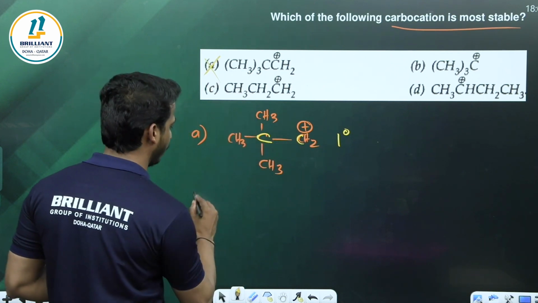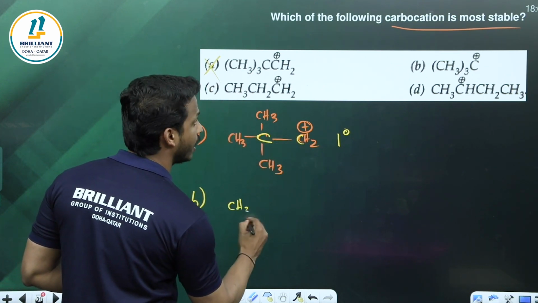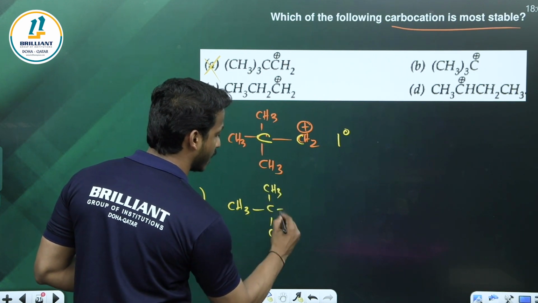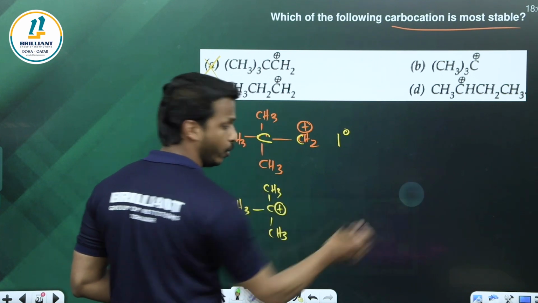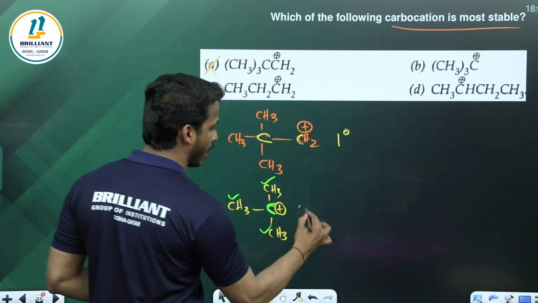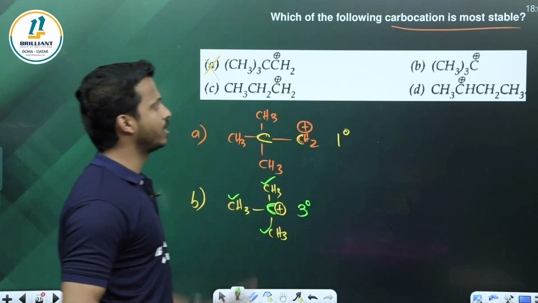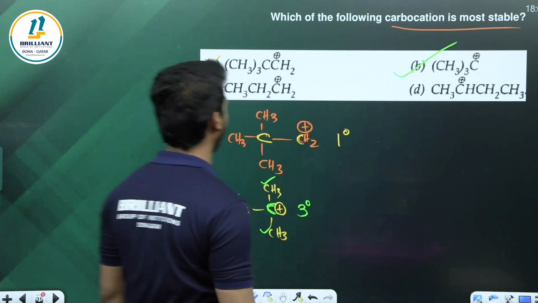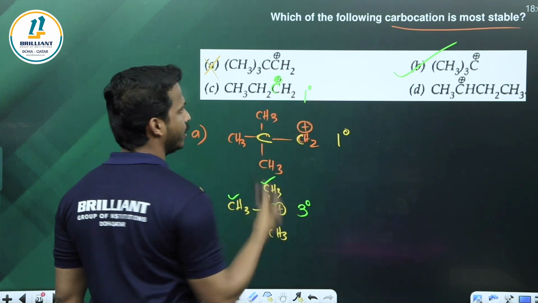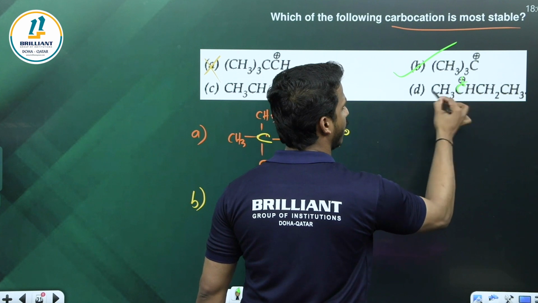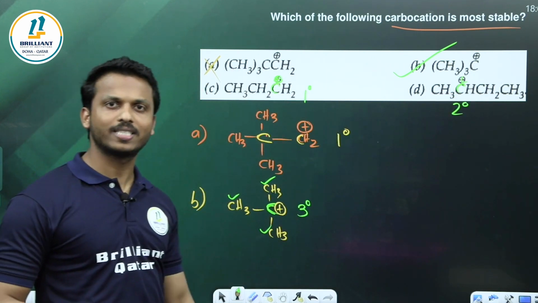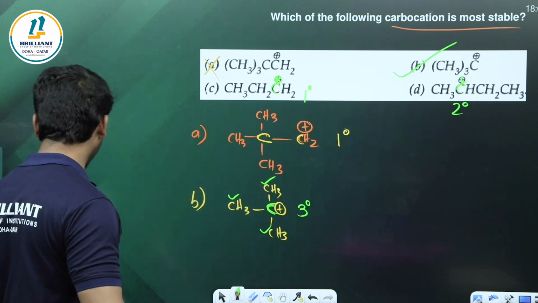So not option A. B is given as (CH3)3C+. On that C+ there are 3 CH3. Do you think it's tertiary? Yes, of course, because the carbocation is connected to 3 carbons. This is tertiary, and tertiary is the most stable. So option B. And what about this one? This carbocation is connected to only one carbon. This is primary. Here the carbocation is connected to 2 carbons. This is secondary. The most stable carbocation is tertiary, that is option B. Clear all?